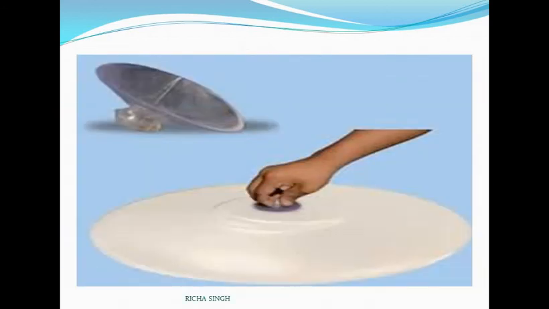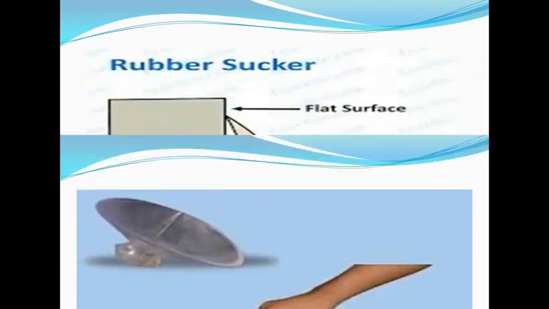In a rubber sucker also, you must have seen, if you stick a rubber sucker and then try to remove it, it does not come out easily. Why does this happen? Because the suckers stick to the surface because of the atmospheric pressure, and when you are pulling it, the applied force should be larger than the atmospheric pressure. Then only it will come out, else it is not going to come out. Here again, the rubber sucker is getting stuck due to atmospheric pressure.